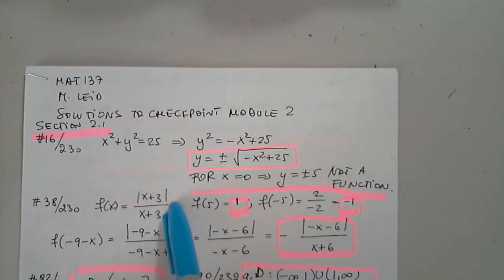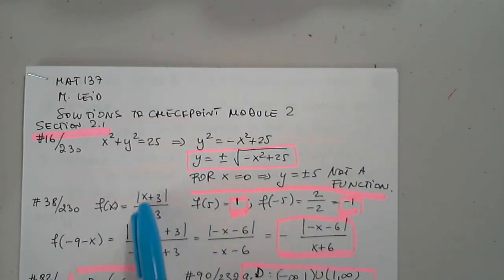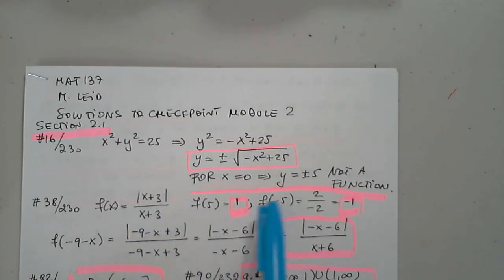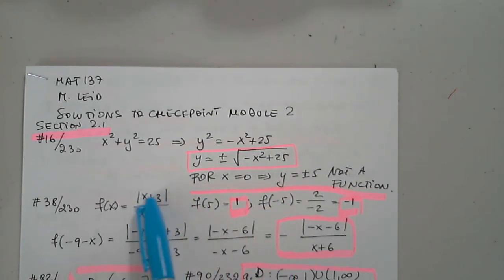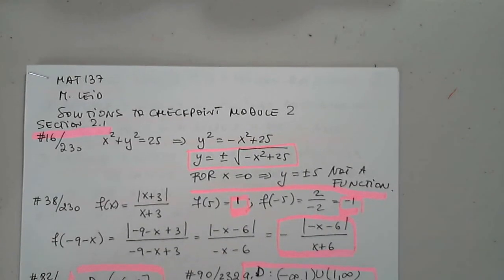Here we normally simplify this function, but let's say we don't. So when we plug in 5, we have 8 in absolute value, which is 8. 8 over 8 is 1. When we plug in negative 5, we have at the top the absolute value of negative 2, which is 2, but the denominator is negative 2. 2 over negative 2 is negative 1.